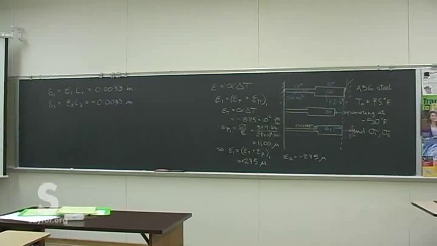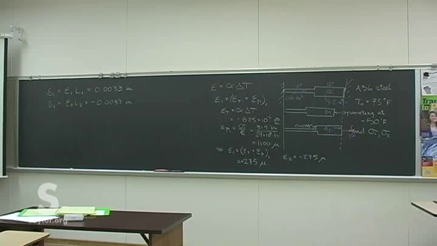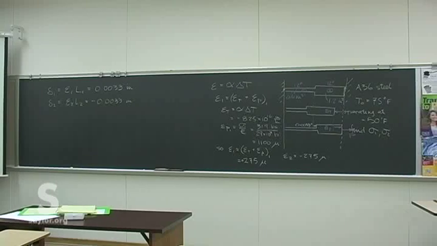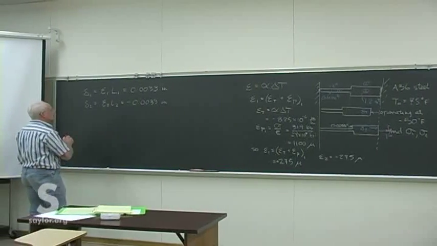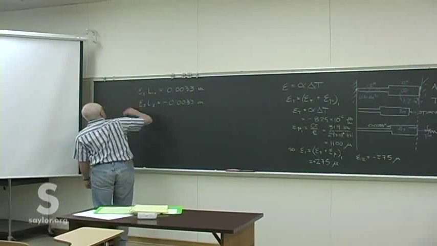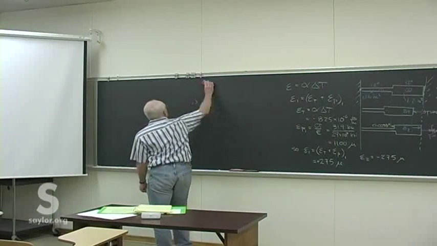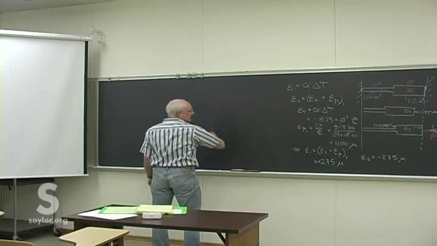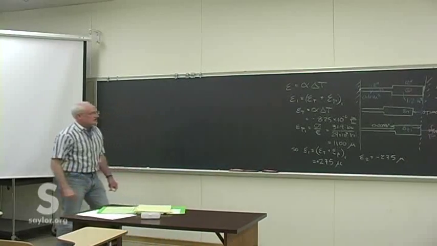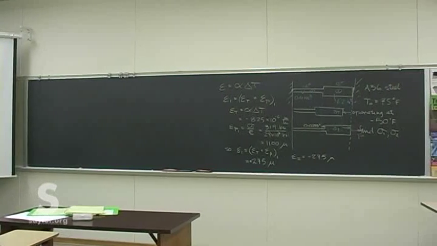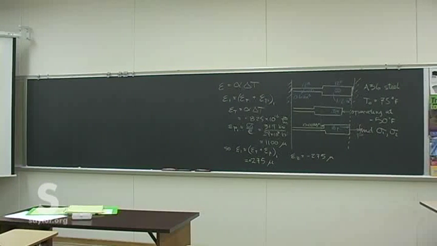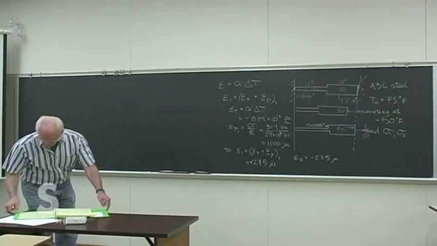Relatively straightforward, just kind of a matter of trying to keep all the little pieces straight, all the numbers straight in whichever spot they go. But led to that interesting conclusion, that the middle of the bar actually shifts to the right a little bit. Okay. So one more problem, then we'll be done with it.